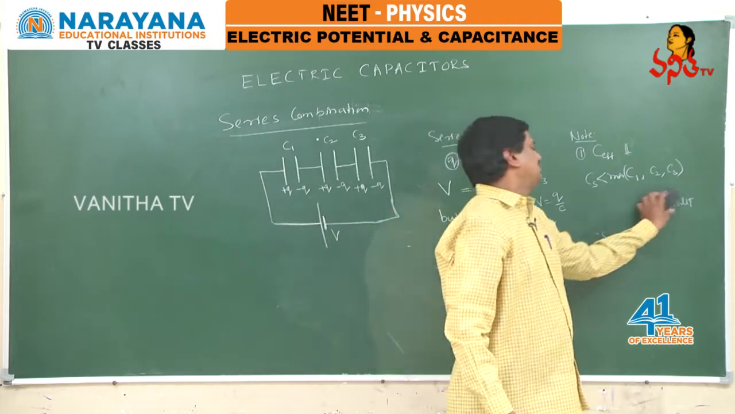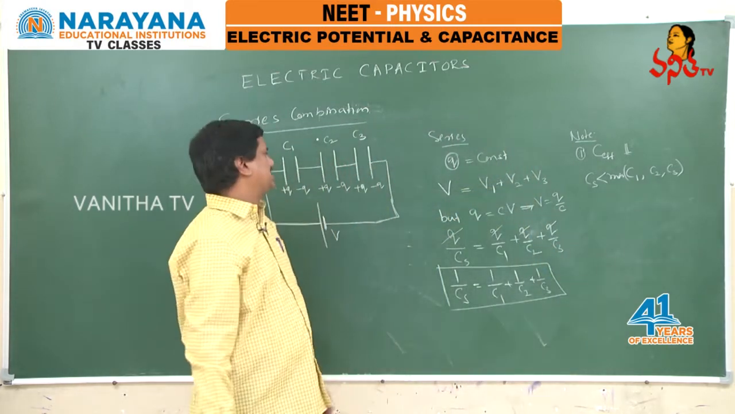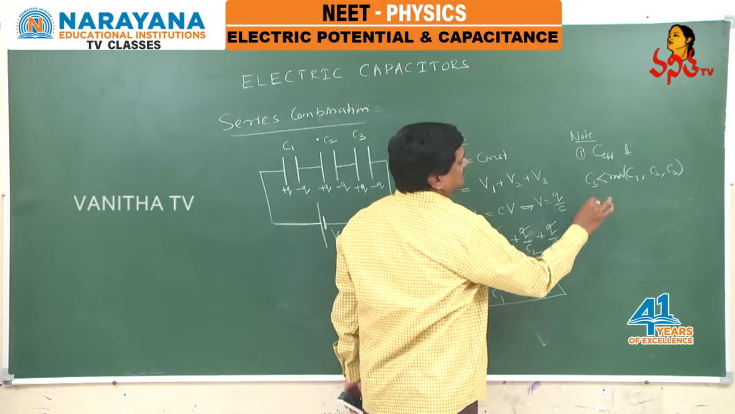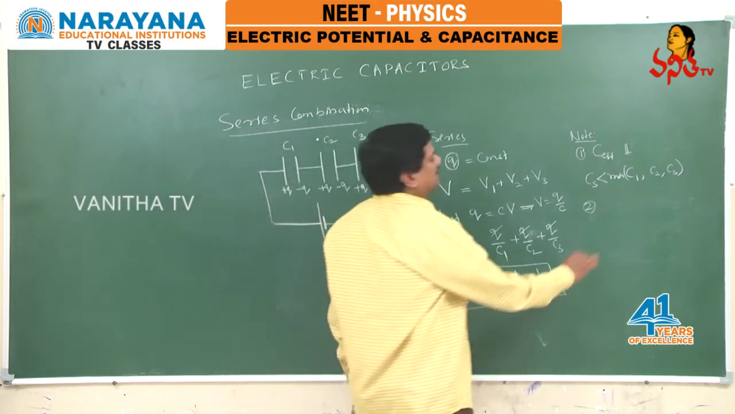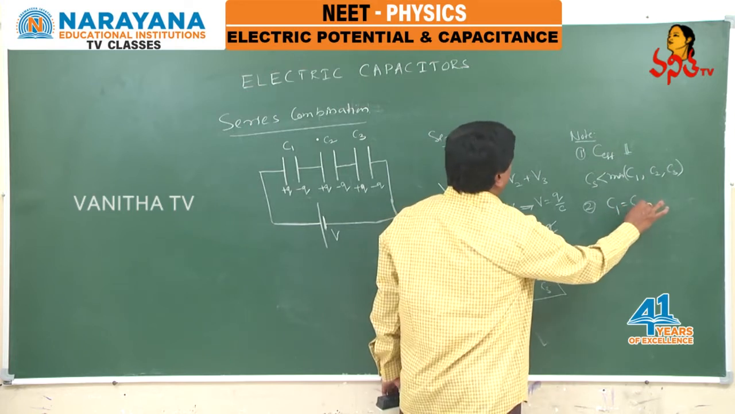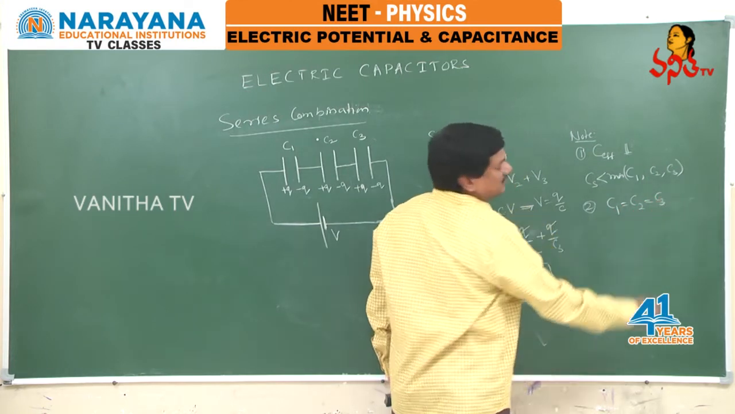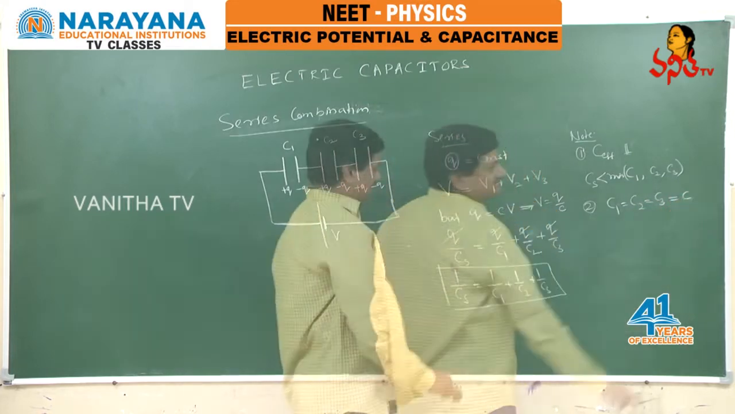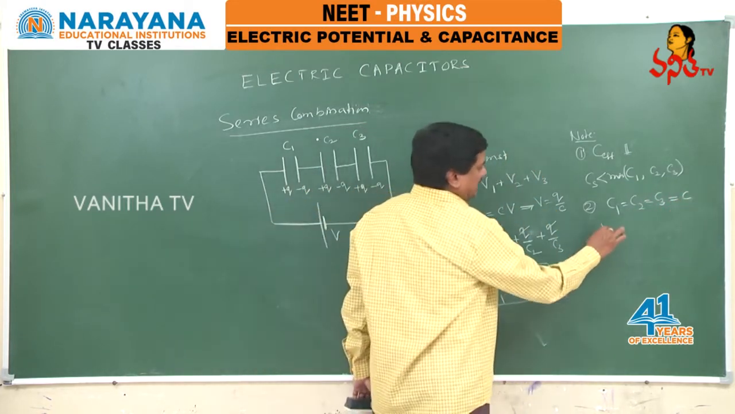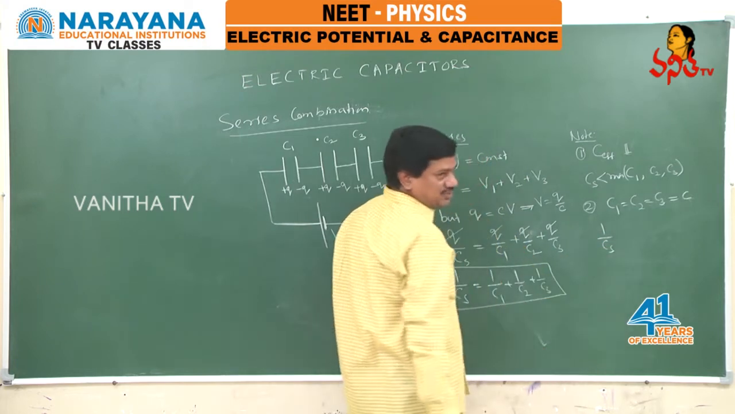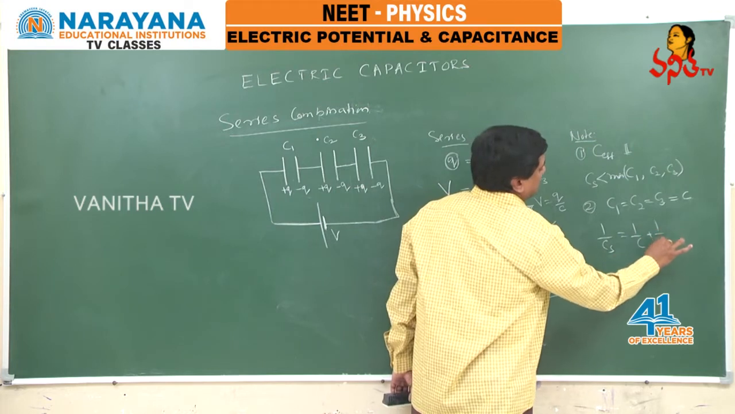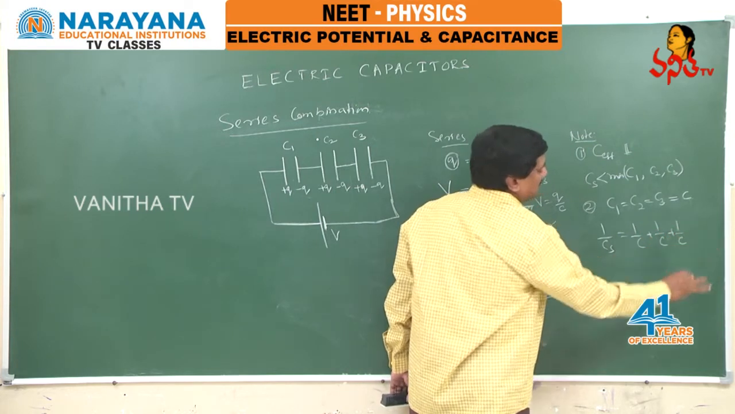And when identical capacitors are joined in series, identical in the sense that in this example I can take C1 equals C2 equals C3, let it be C. If I substitute in this equation, finally 1 by Cs of the series combination equals 1 by C plus 1 by C plus 1 by C.